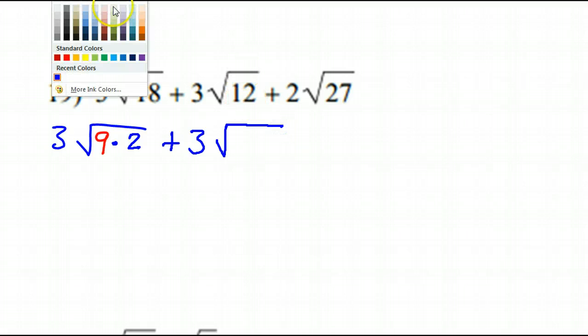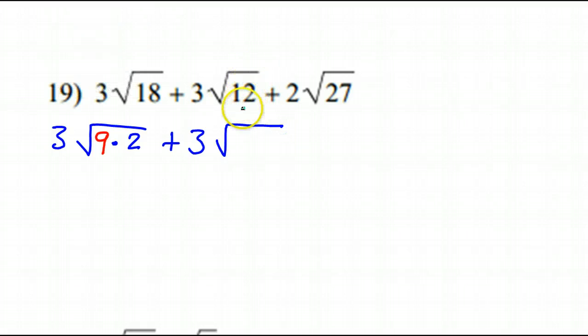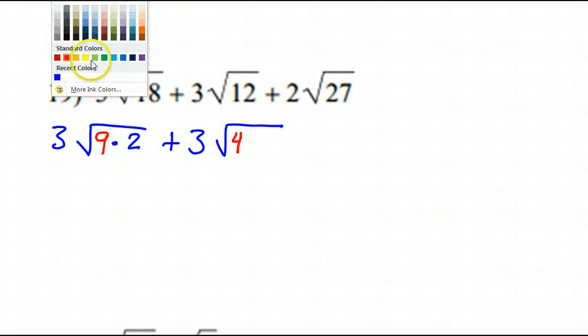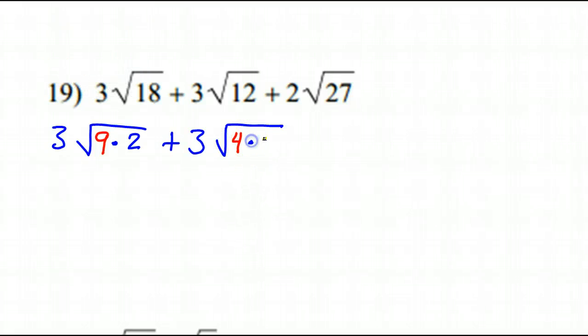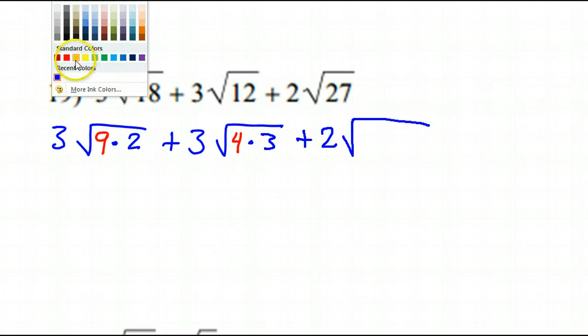Now 12. What perfect square factor is inside of 12? Well, 12 is 4 times 3. 4 being a perfect square. Okay, and what about 27? Alright, I just brought down that 2. What perfect square factor does 27 have?